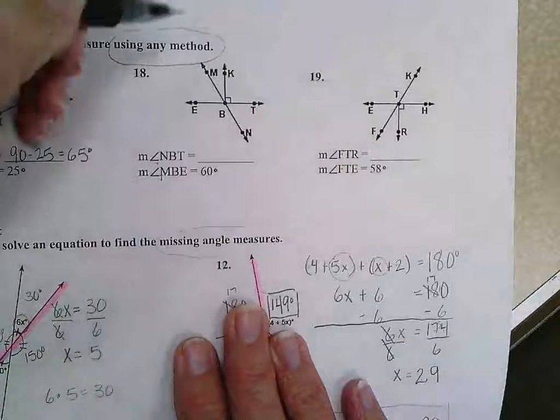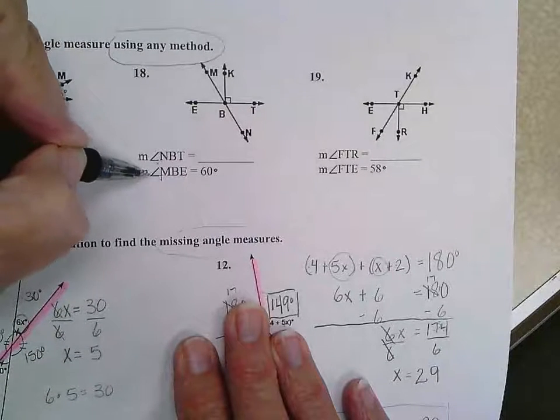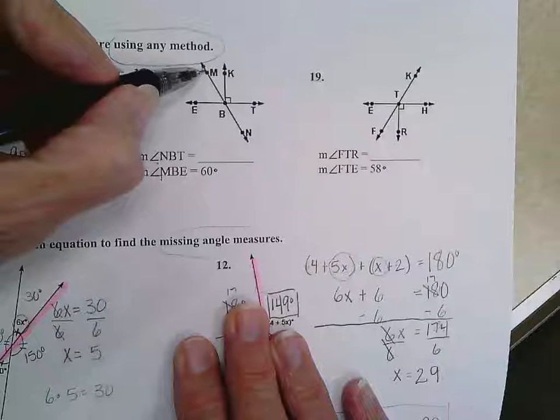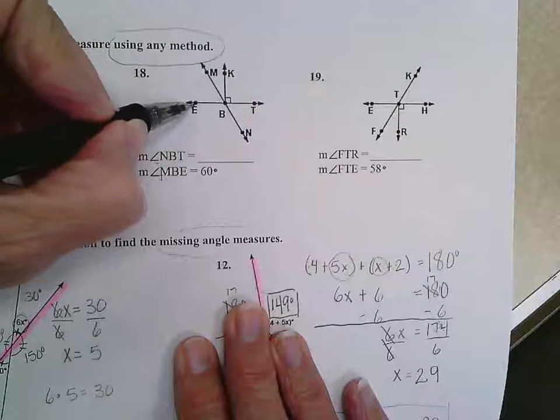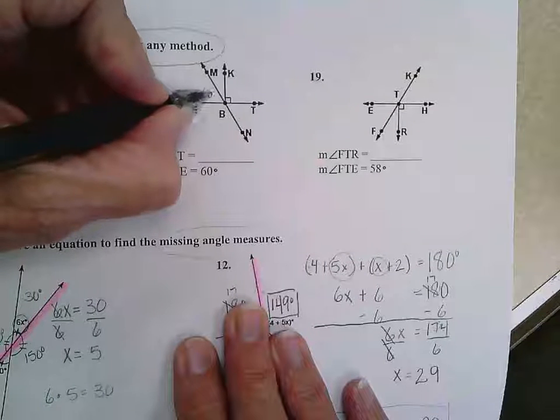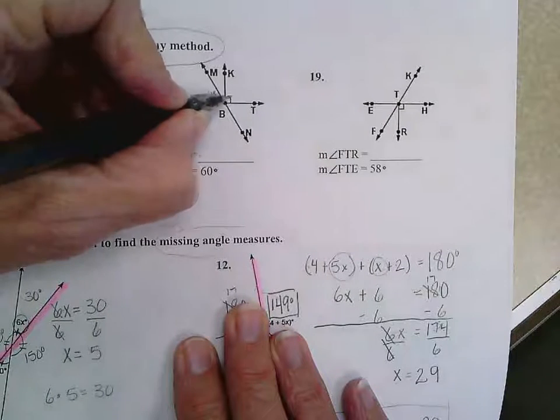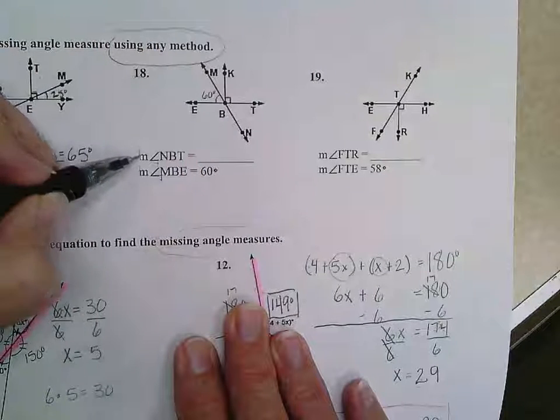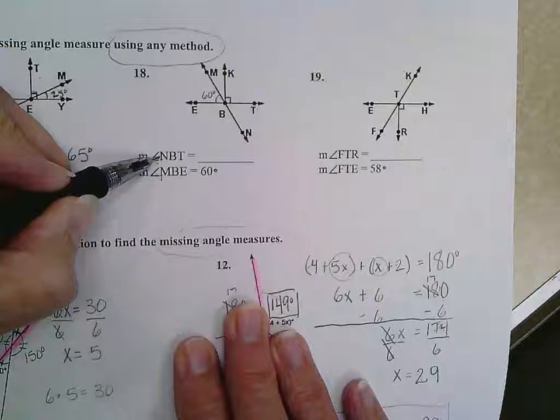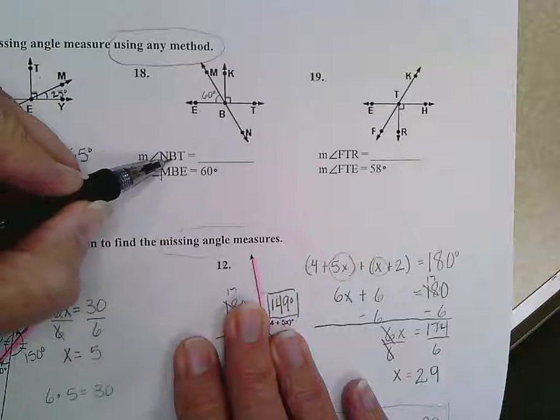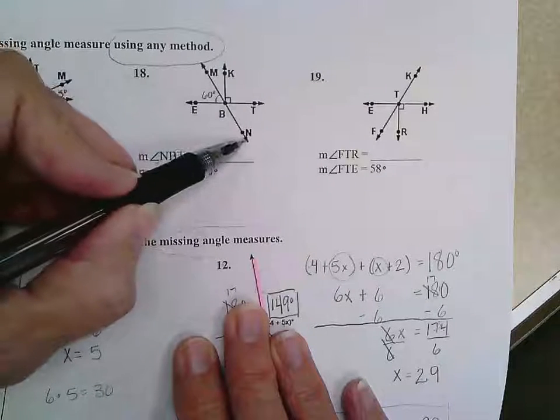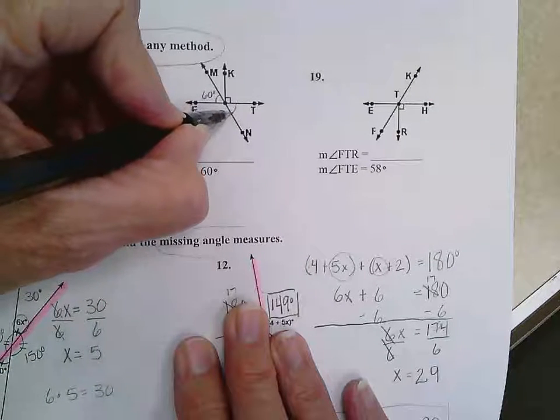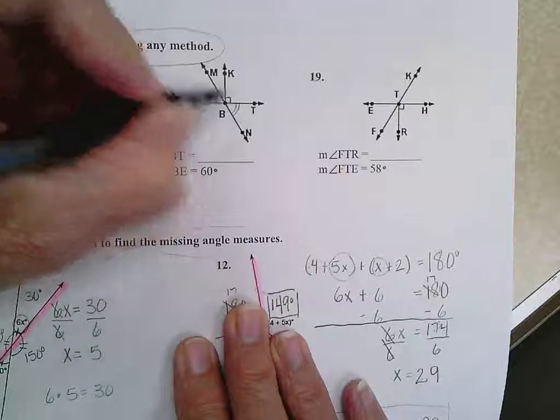Number 18. The measure of angle MBE is 60 degrees. We are also given that we have a right angle over here. So they want to know the measure of angle NBT. So NBT is this angle measure right here.